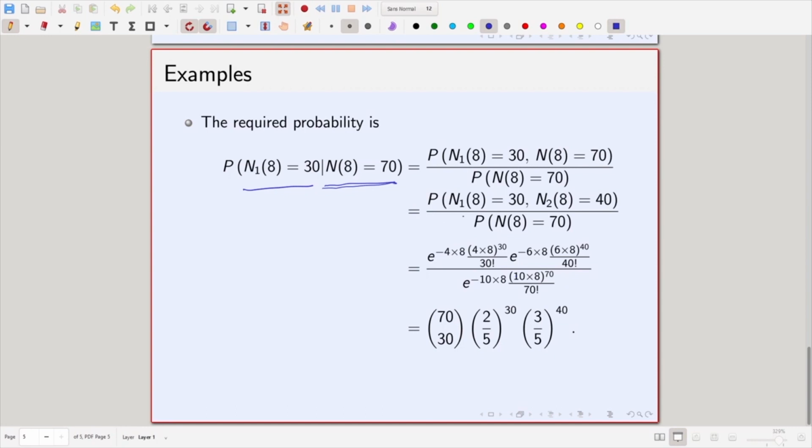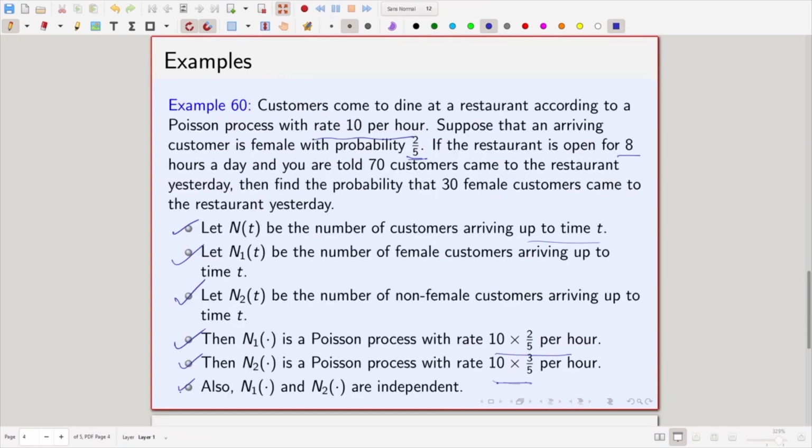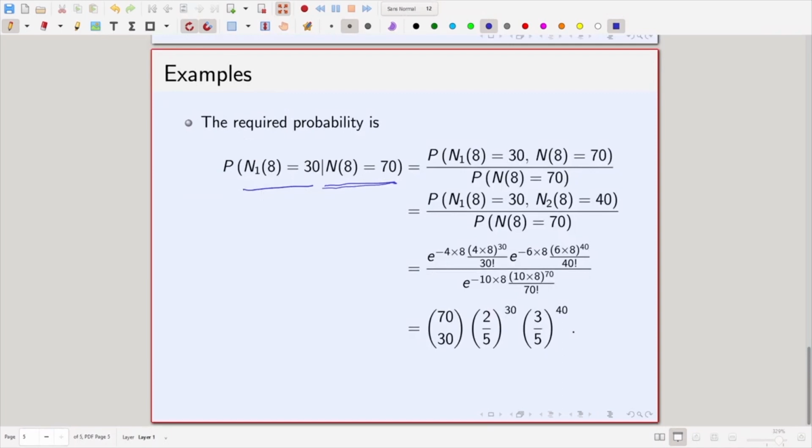And now I write down the rates. This is basically the probability that N18 equals 30 and N28 equals 40, but this intersection will become just a product of the probabilities. That is because N1 dot and N2 dot are independent. The rate of N1 dot is 10 times 2 by 5, which is 4 per hour, and N2 dot is 6 per hour. That is why you have e to the power minus 4 times 8, because your time unit is 8, times 4 times 8 to the power 30 divided by 30 factorial, and similarly the second one, as well as the denominator. Now, if you just do the algebraic manipulation, you finally get this answer.